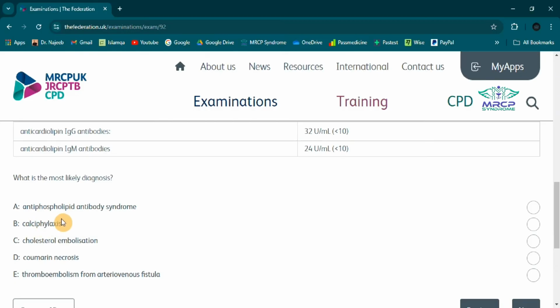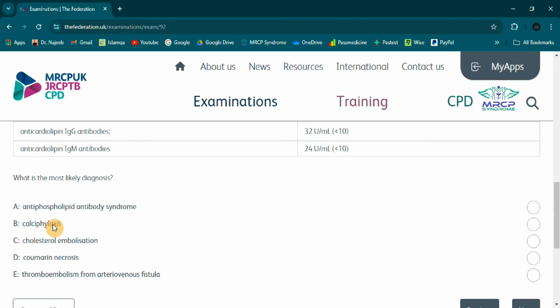But calciphylaxis usually comes with very severe tender violaceous subcutaneous nodules, which may ultimately progress to necrotic ulceration. But these ulcerations are usually located on the thigh, abdomen, and the buttocks. They usually do not present as widespread livedo reticularis. The eosinophilia is also not found in calciphylaxis, and they usually come with necrotic and gangrenous type of ulceration rather than the inflammatory pattern of ulcerations in case of cholesterol embolization.